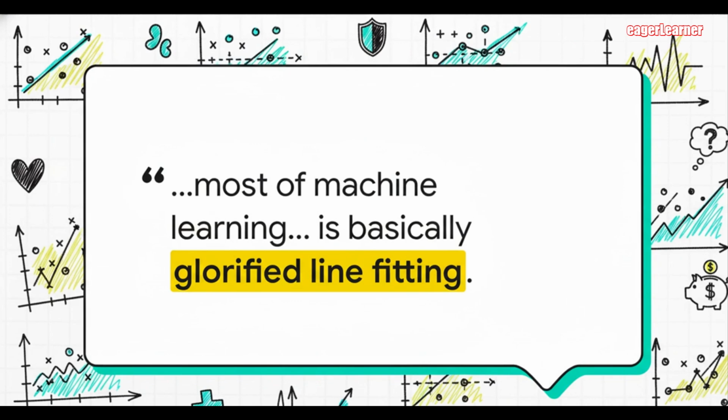There's this great quote from a data scientist that says a lot of what we call machine learning is, well, it's basically just glorified line fitting. We're telling a computer to do something our brains do automatically. Look for a trend, draw a line through it, and use that line to predict what comes next.